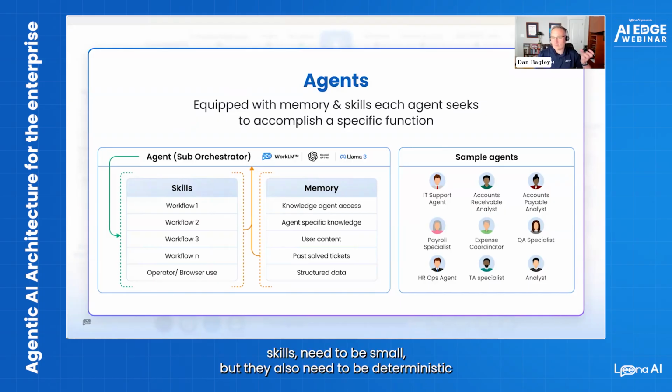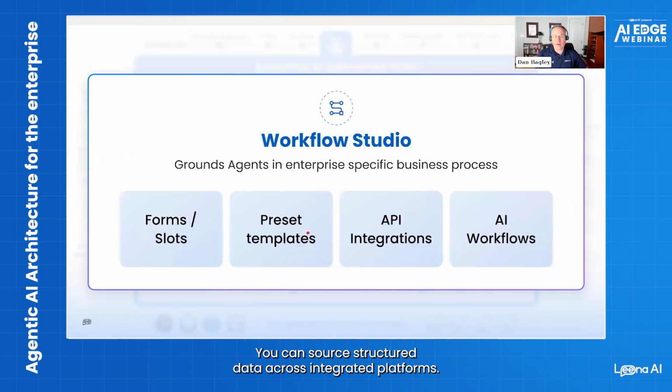Skills need to be small, but they also need to be deterministic in nature, meaning they need to happen the same way every time. In our world, the way that we've solved that challenge is by defining skills using workflows. We'll talk more about that in a second. Memory is how agents access knowledge. We have knowledge-specific agents that source documents across your organization, and agent-specific knowledge that can source structured data across integrated platforms. So let's talk about workflows.